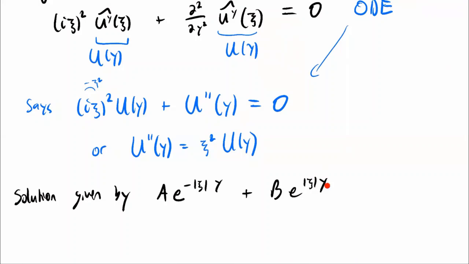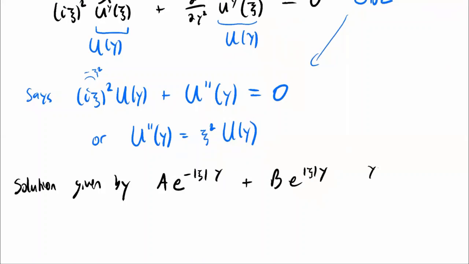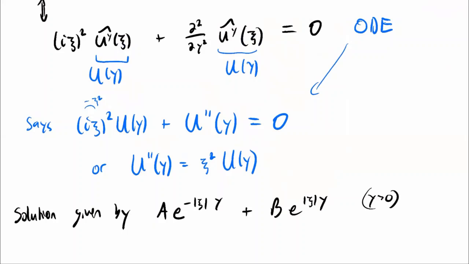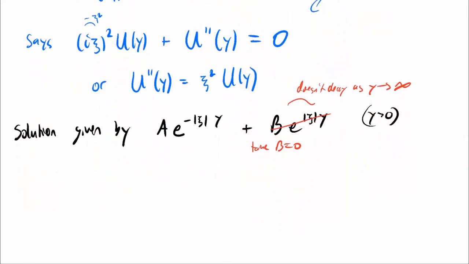The only issue is that I'm assuming y is positive, right? And a lot of things that we're working with involve integral formulas, and this thing doesn't decay as y goes to positive infinity. So there could be some issues with some formulas if we try to include this. And so we're going to assume that B equals 0, and I'm going to pretend that that's not there. And so in this case, I end up with U(y) as my solution being A times e to the minus ξy.